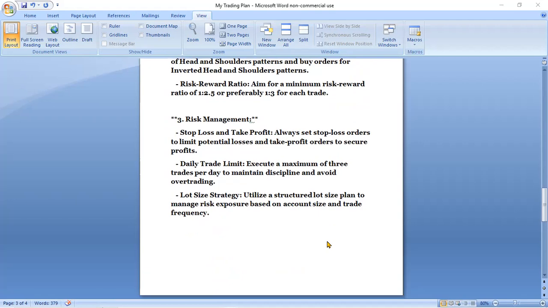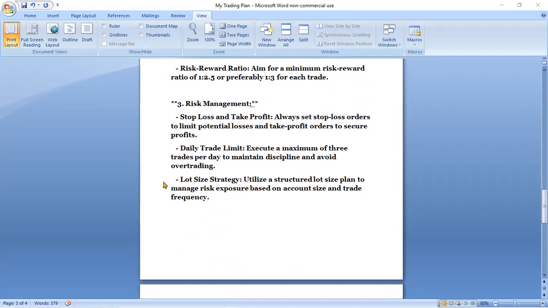Number 3, risk management: stop loss and take profit. Always set stop loss orders to limit potential losses and take profit orders to secure profits. Daily trade limits: execute a minimum of 3 trades per day to maintain discipline and avoid overtrading, which is really important.